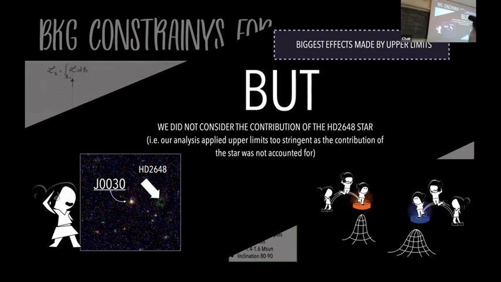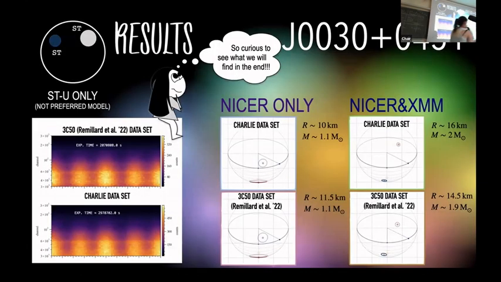But this was a good exercise to understand how sensitive we are to background. And so in the end, what we find is, for the analysis that do not have background constraints, NICER only is consistent with geometry for both data sets. And we can also use it, as we did for J0740, with XMM unpulsed data coming from the MOS detectors. And we can see that we end up with very different geometry and very different mass and radius as well.